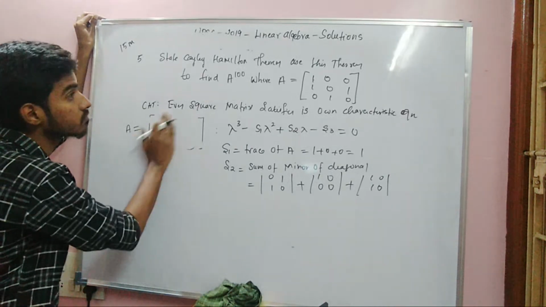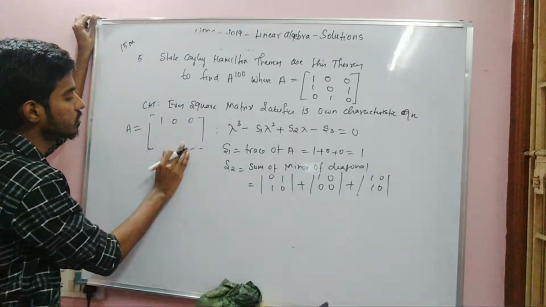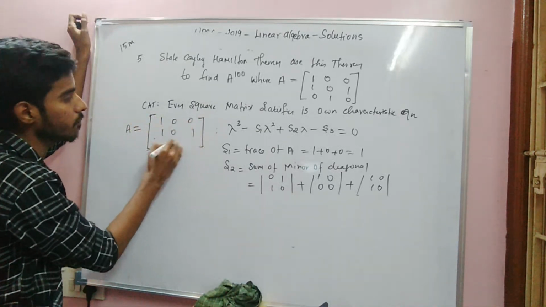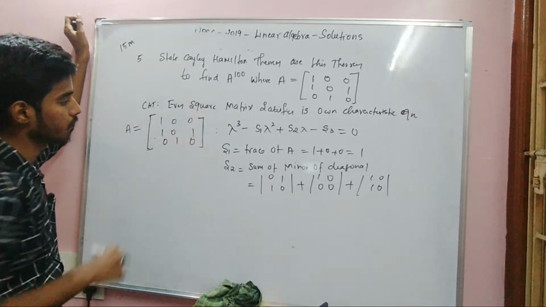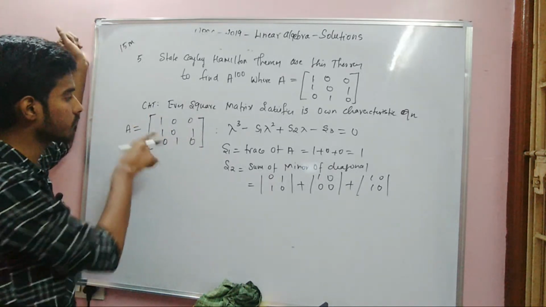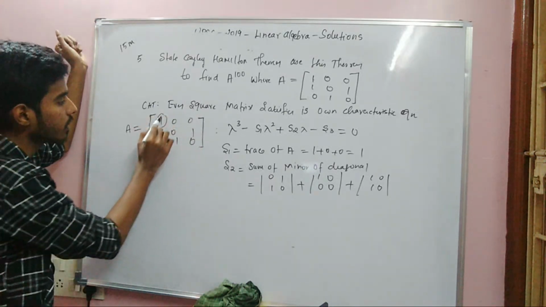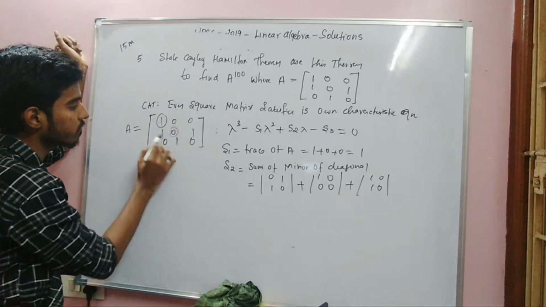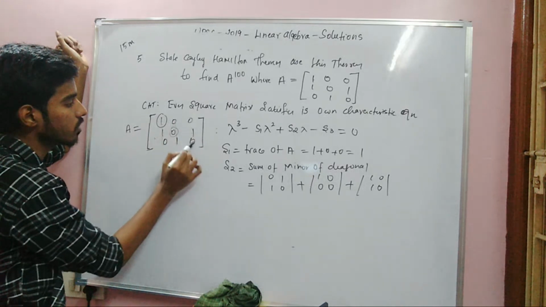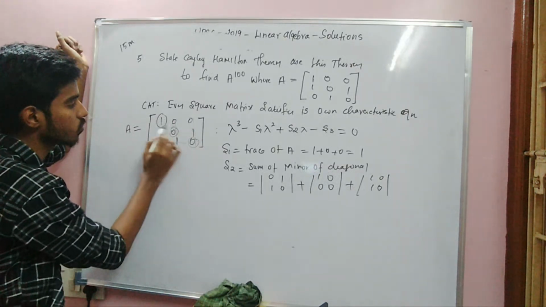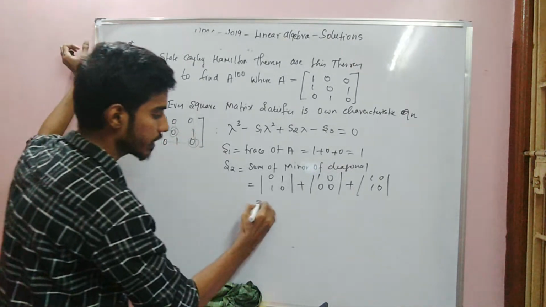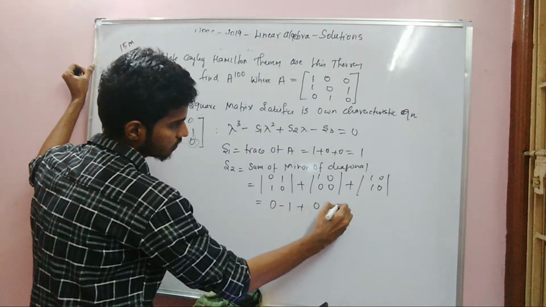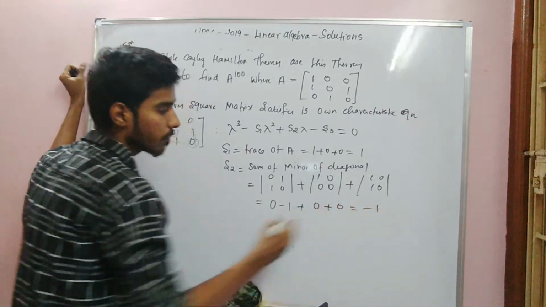So this is 1 0 0, 1 0 1, 0 1 0, right? This is our first diagonal and the minor for this is 0 1, 1 0. This is our second diagonal and the minor for this is 1 0, 0 0. The third diagonal is this and the minor for this is 1 0, 1 0. So expanding, this will be 0 minus 1, plus this will be 0, this will be 0. So this is nothing but minus 1.